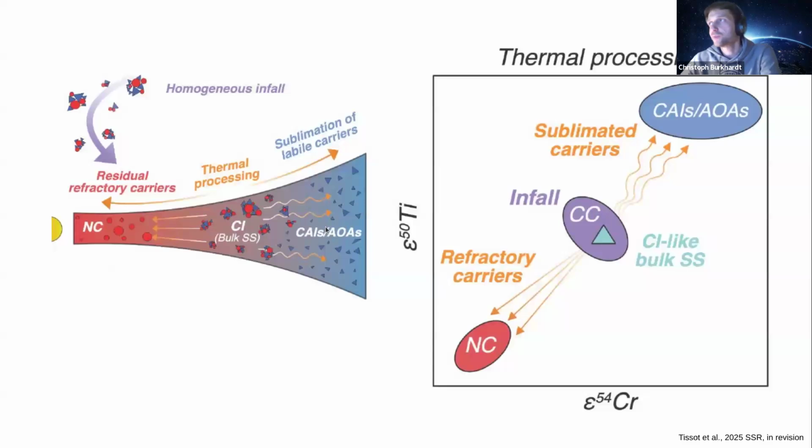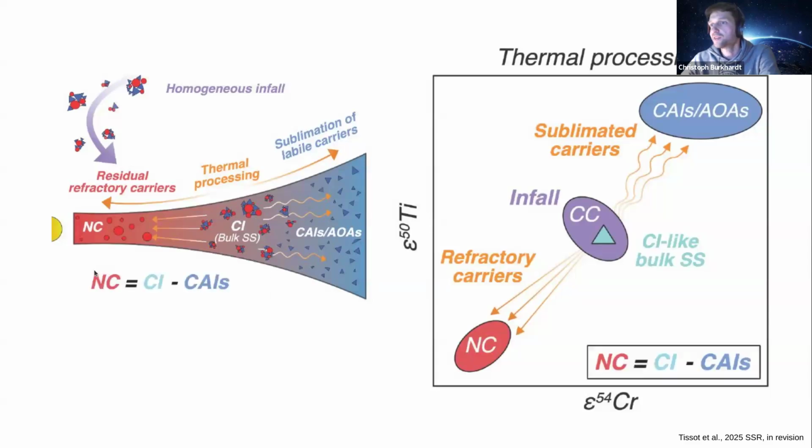So in that scenario, where all this variation is because of thermal processing of CI-like dust, the equation we can set up is: the NC reservoir is CI dust minus CAIs.